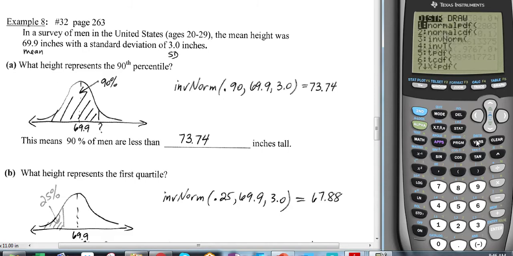We're going to do second distribution, inverse norm. The area to the left, the cumulative area is 0.90. For this distribution, it has a mean of 69.9, and it has a standard deviation of 3. Go ahead and hit enter, and to two decimal places we would get 73.74. So any male in this demographic whose height is 73.74 inches would place them in the 90th percentile.